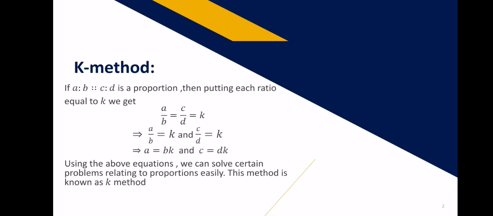this method is known as K method. The difference between this method and the component or dividend method is that in this method A ratio B is equal to C ratio D will be given to us, and we will have to prove certain equalities related to proportions. And for component or dividend, the equality of different ratios will be given to us, and we will have to prove A ratio B is equal to C ratio D. So both are inverse of each other, we can say.